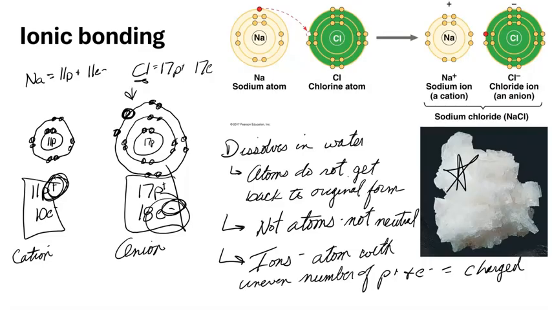This is what holds your table salt together. Throw it in water, it ionizes, and no longer do we have atoms anymore. We have ions. This is a much weaker bond than a covalent bond. If you were to throw something covalently bonded in water, it wouldn't dissolve as readily, okay? And we'll talk about the properties of water and why that is.